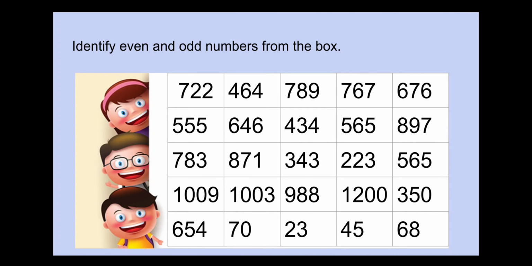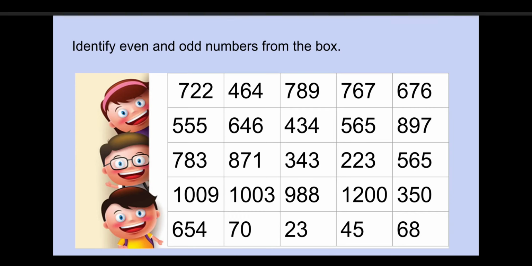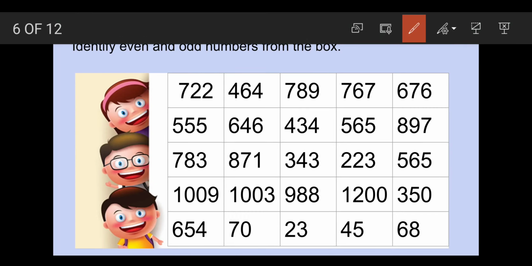Identify even and odd numbers from the box. Now, how will you do that? You can easily look at the number, the digit in the ones place and find out whether it is even or odd. 722 has 2 at its units place, which is an even number. Therefore, 722 is an even number.